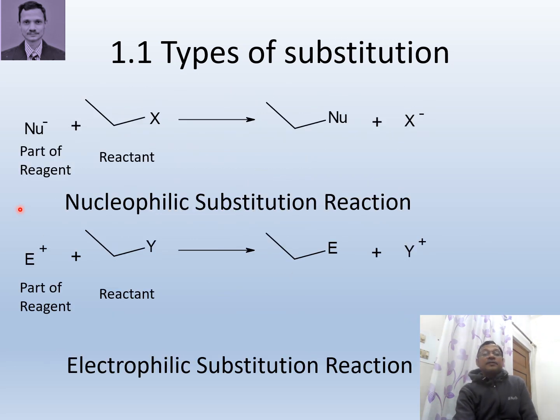For example, here, if the part of the reagent is a nucleophile, negative charge, and attacks the reactant, then we have a product after replacement of this X group from the reactant. Then we call it a nucleophilic substitution reaction. Similarly, if the positive part of the reagent attacks the reactant and replaces one part or group of atoms of the reactant, then we call it an electrophilic substitution reaction.